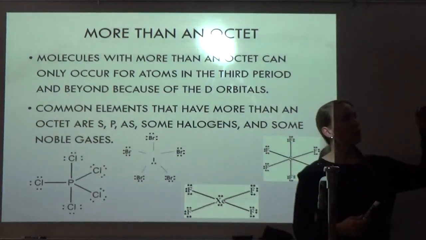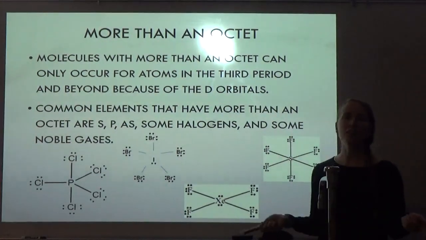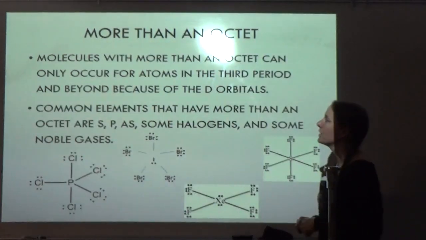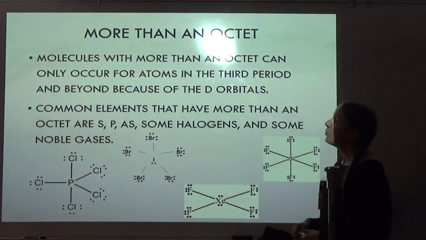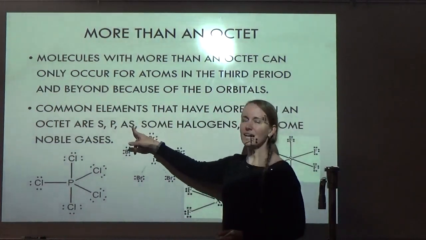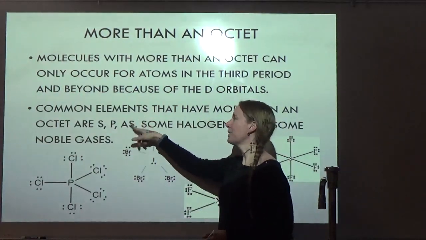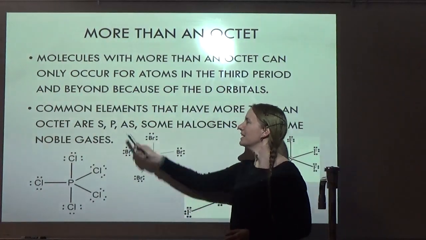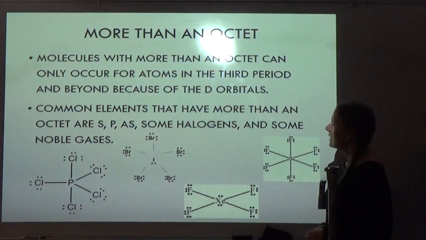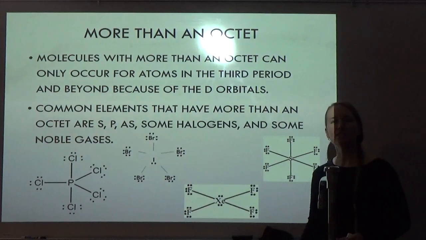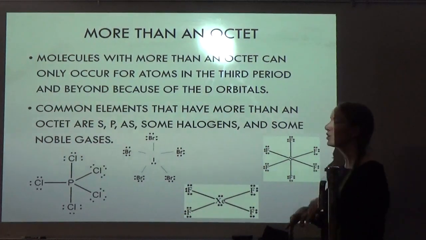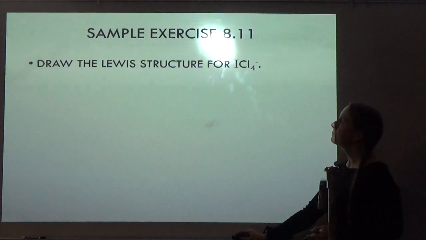In the first 2 rows on the periodic table, they don't have d orbitals yet because we don't get to d until we get to 3d. Common elements that have more than an octet are S, P, As. Ooh, that should be a lowercase s. I hate this. I shouldn't have used this PowerPoint because of the font, all the capitals, I need to lowercase that. Some of the halogens and some of the noble gases. You've seen these before in honors. That's how we get things like trigonal bipyramidal, octahedral, square planar, seesaw, those types of shapes.